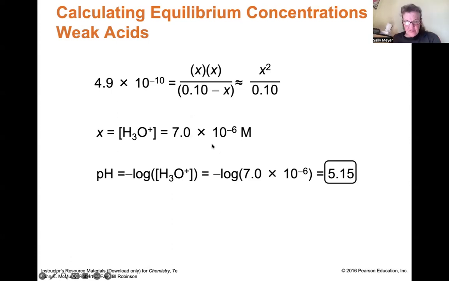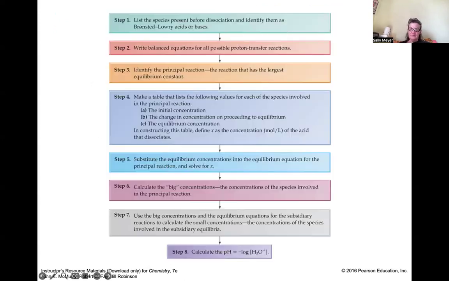Would it be true that if X was 7 times 10 to the minus 6, it wouldn't change 0.10? Yeah, because within the number of sig figs we have, you'd be subtracting a number that was way, way, way past 0.10. So that was a good approximation, and that just made the math easier. And so now to calculate the pH, do exactly what we've been doing, negative log of hydronium, negative log of 7 times 10 to the minus 6, and the pH is 5.15.